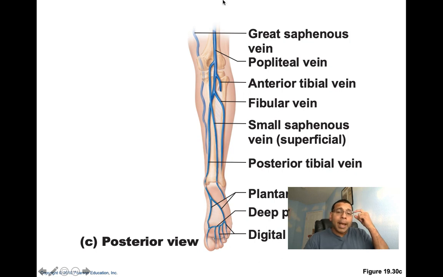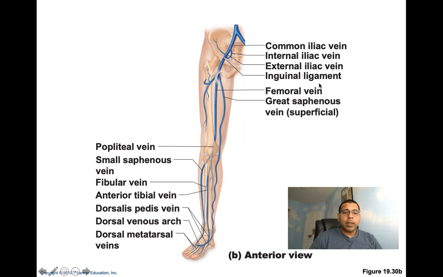It courses in the back of the knee. Femoral veins, we can appreciate here. They drain the deep structures of the thigh. We have then the great saphenous vein. The great saphenous vein we see here is a very superficial vein.